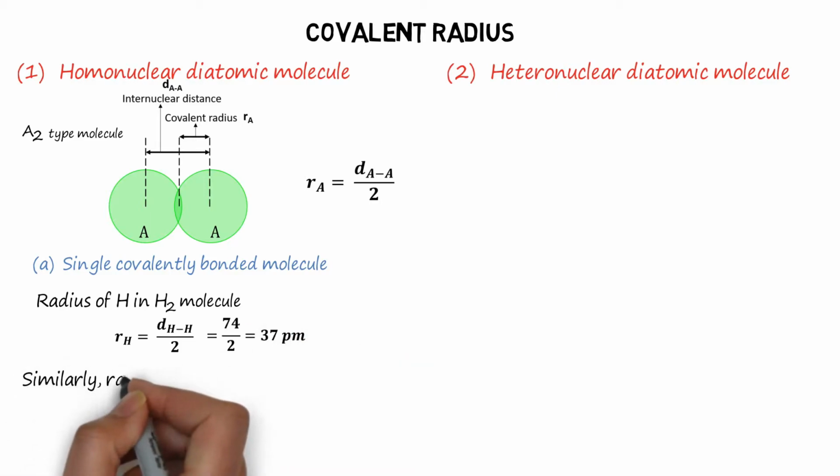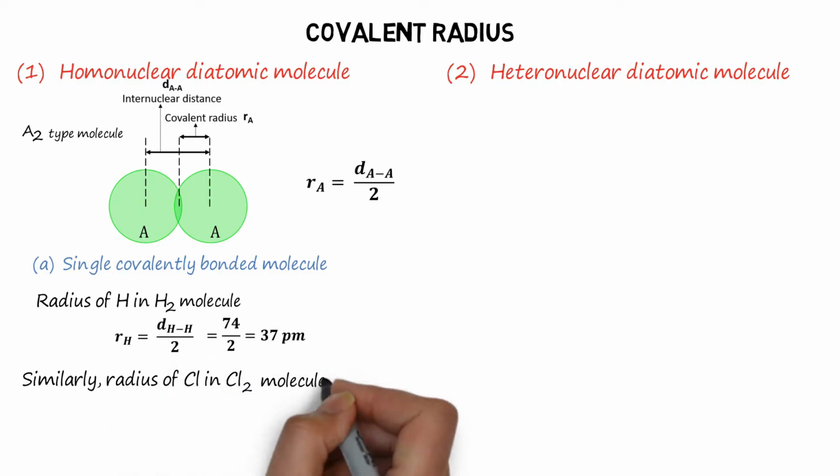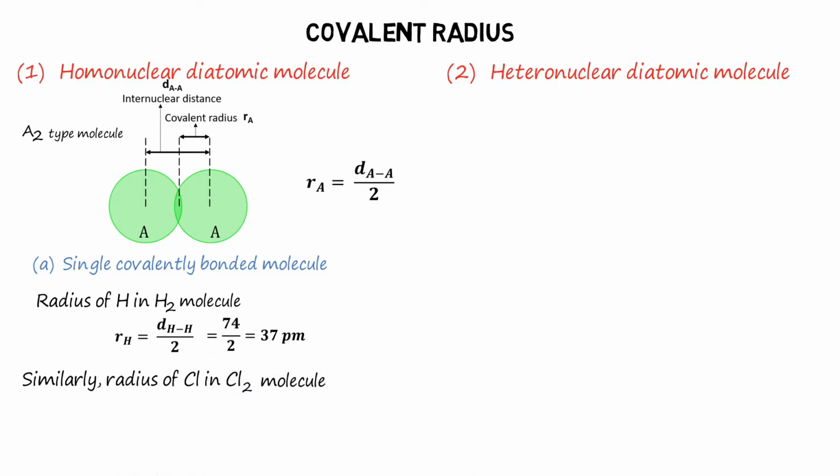Similarly, in chlorine molecule, if we want to calculate covalent radius of chlorine atom when internuclear distance between two chlorine atoms is 198 picometer, then we have to divide 198 by 2 to obtain the single covalent radius of chlorine atom, which is equal to 99 picometer.